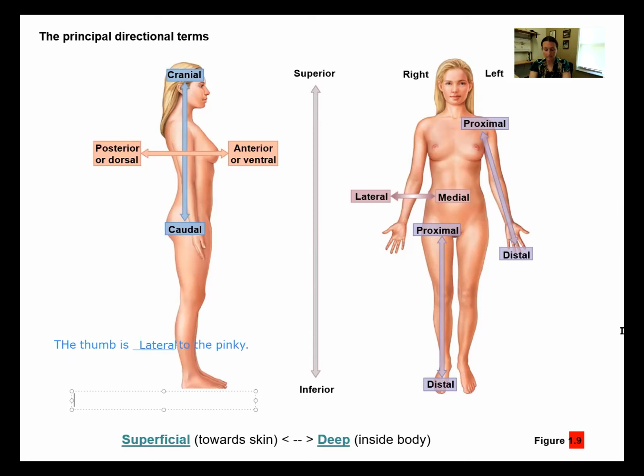Something like, the knee is what to the hip bone. And so a couple answers here, right? So the knee is both inferior, right? It's underneath the hip bone. But also you could say the knee is distal to the hip bone, okay? Because it's farther from the body. Any questions about that?